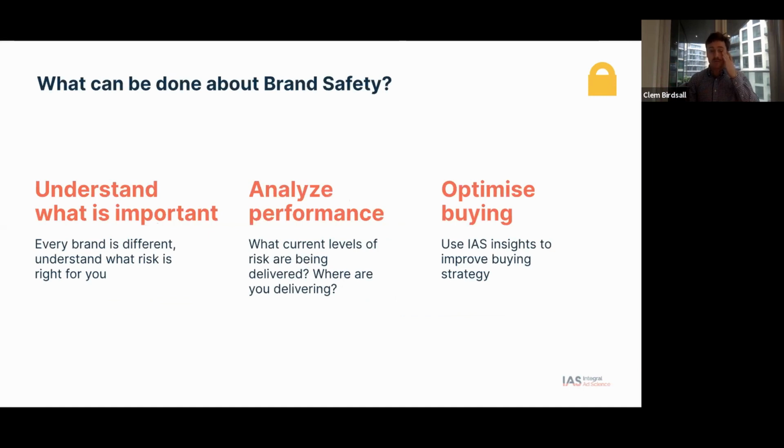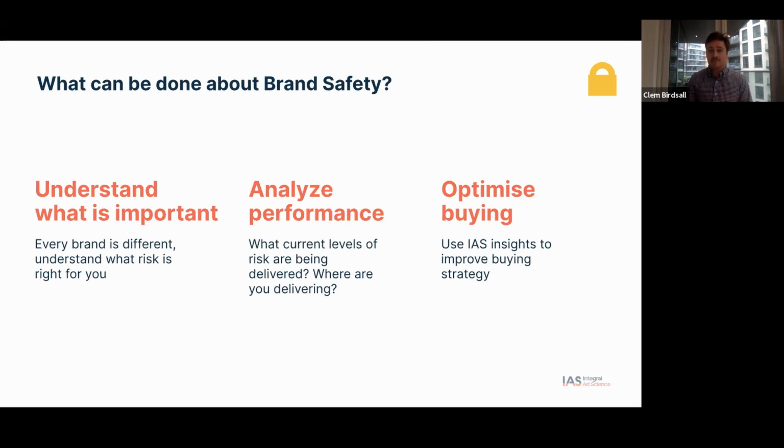And again, talking about what can be done about brand safety, in the first instance, every brand is different and you need to understand what risk is right for your brand. Do you have a hard stance on alcohol? If a wine is mentioned in a news article, does that make it not okay? Or are there certain levels of tolerance, where a business story about a winery and how it's grown into a successful business is okay, but when it comes to health advice, that's not okay.